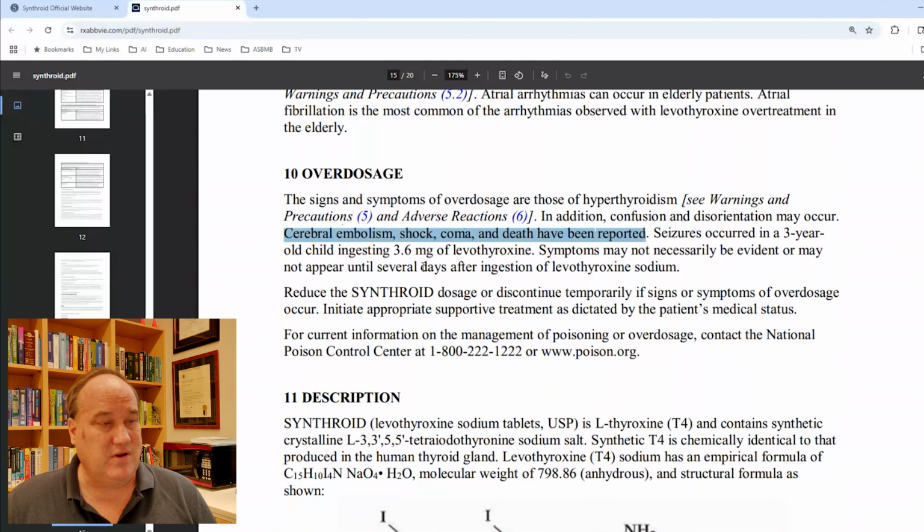Seizures occurred in a 3-year-old child ingesting 3.6 milligrams of levothyroxine. So I'd definitely keep this away from children. Symptoms may not necessarily be evident until several days after ingestion. So that's also important to monitor even days after you suspect that a patient may have overdosed.